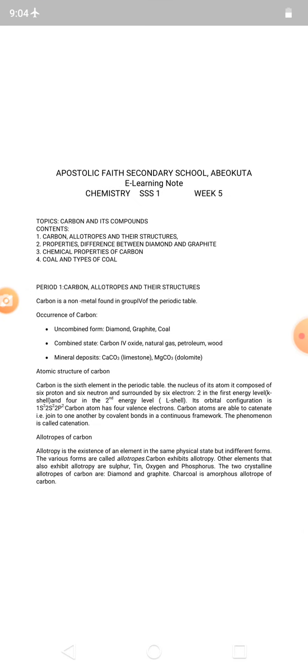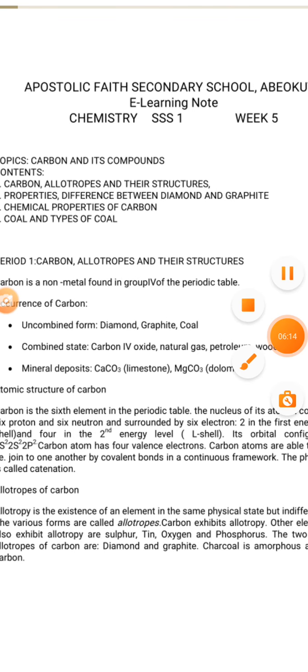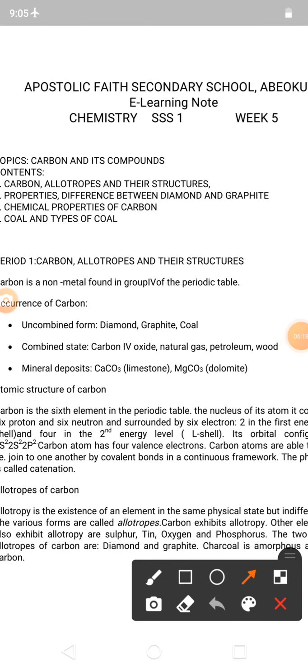So we've talked about the structure of carbon, and because of this structure, carbon can join to carbon, to carbon, to carbon, to carbon, and form a very long straight chain or even branched chain through a process called catenation. You will see it there. This catenation, let me quickly show you here. It's a catenation here. So that's the process whereby carbon joins to carbon to carbon to carbon through covalent bonds to form a continuous framework.